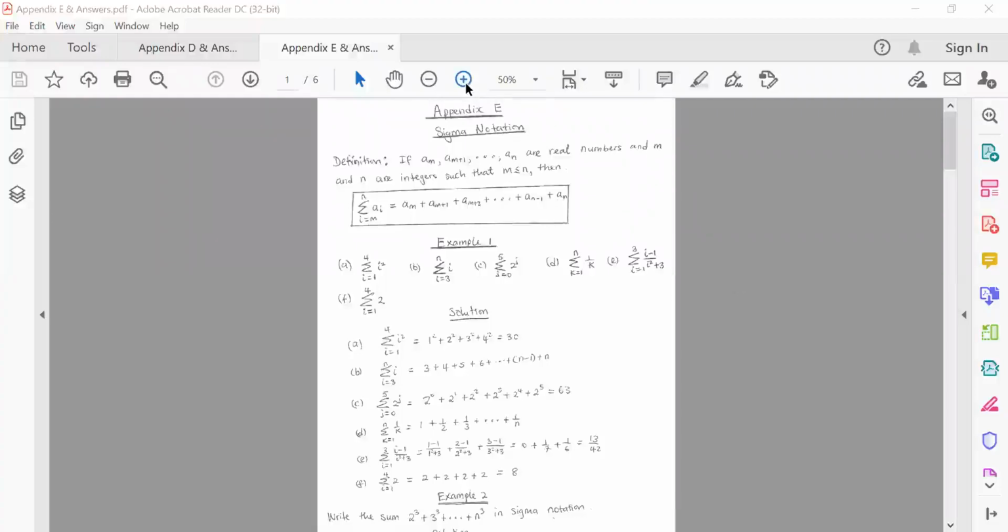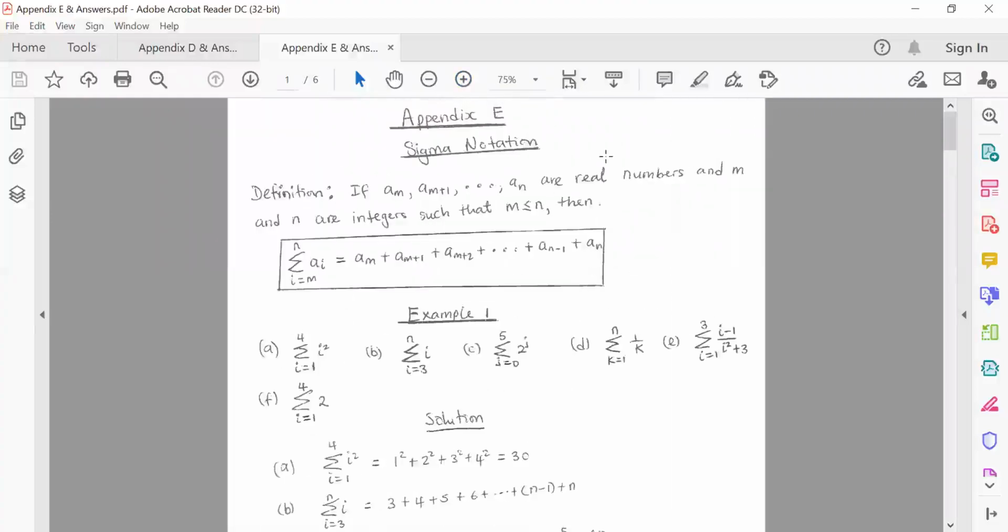Appendix E. Let me just zoom in a little bit. We're looking at sigma notation. All right, sigma notation. Let's see how things work here.